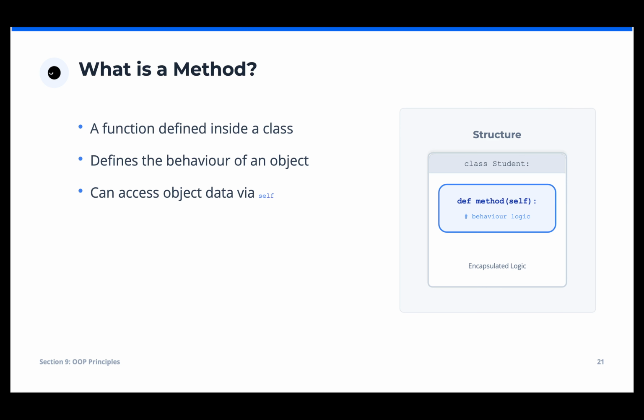So what is a method? A method is introduced as a function defined inside a class. Its role is to define the behavior of an object. Unlike a standalone function, a method can access object data via self. That means methods are how objects do things using their own internal state.